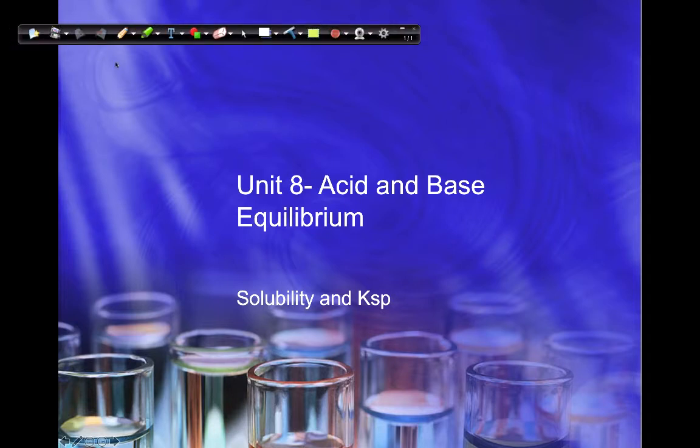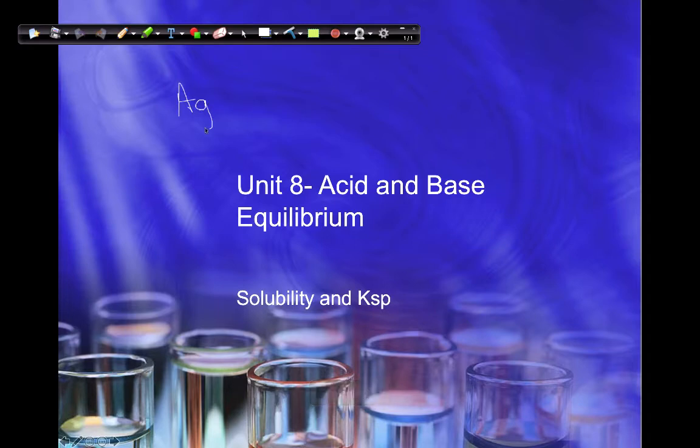Alright, so in this video we're going to be talking about the final K value that we need to discuss. Remember, K is going to be the equilibrium constant. So Ksp is going to be the equilibrium constant of solubility. It relates to how soluble an ionic compound is when you place it into water.